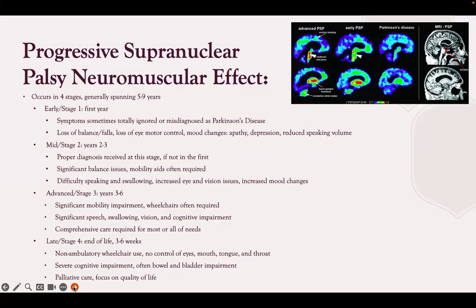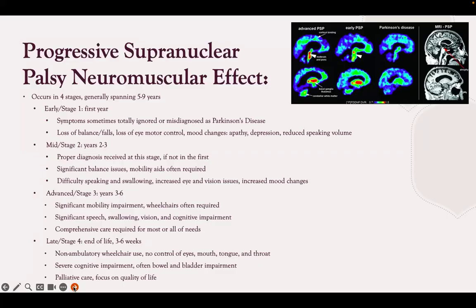So the neuromuscular effect of progressive supranuclear palsy on the body is severe and occurs in 4 stages, generally spanning 5 to 9 years. In the early stage 1, the first year, symptoms are considered more mild and can sometimes be overlooked as typical problems of aging or misdiagnosed as Parkinson's disease. Initial balance issues and fall risk are observed at this stage, along with reduced motor control of the eyes and reduced speaking volume. Mood changes, including apathy, depression, and mood swings, are also common.